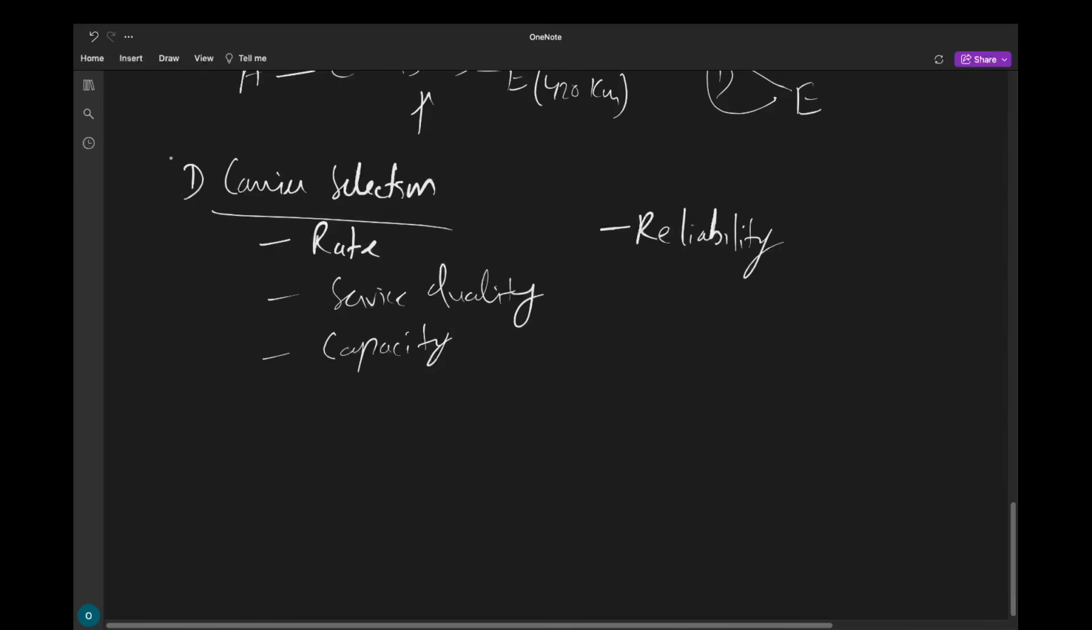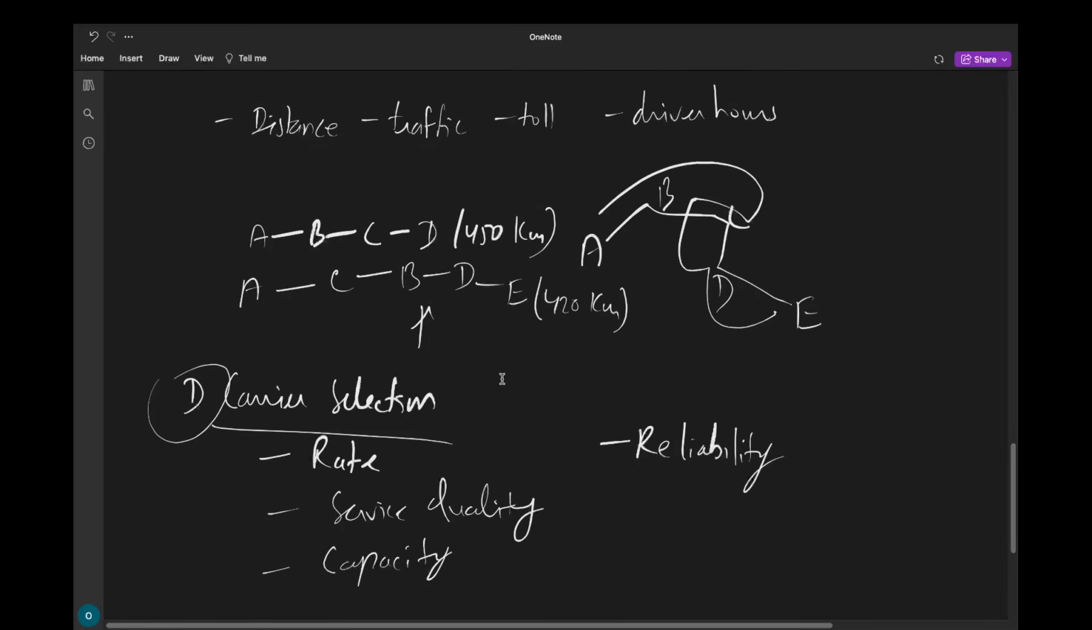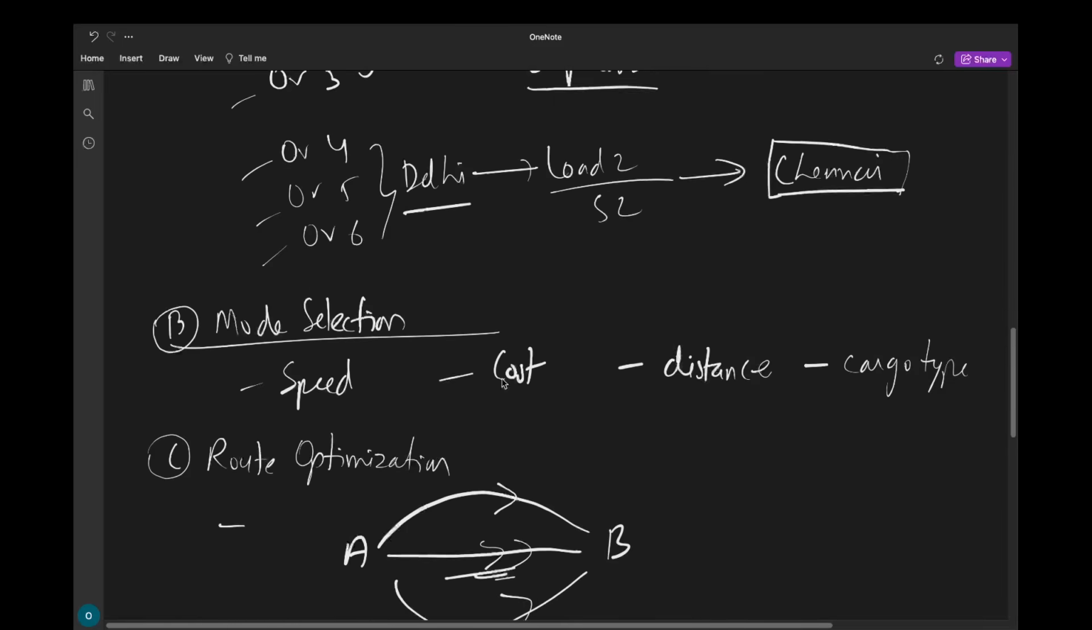And the fifth one is load optimization. How to pack the truck efficiently, maximize utilization without overloading. So these are the 5 important things that we consider under transportation planning.